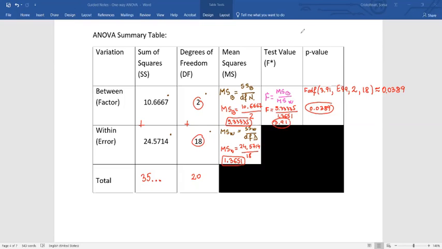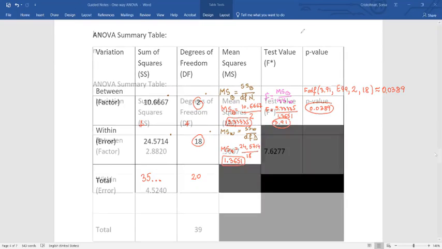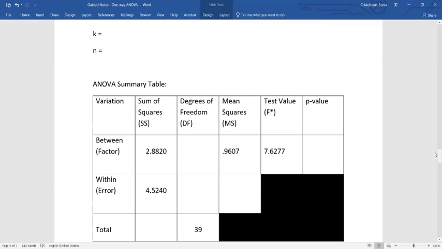Let's take a look at another problem. I have another example right here. So for this problem, we have to fill in the corresponding values. It seems that we do have a couple of values, but we need to find all of these other values. I can go ahead and come up with the mean square within, because I do have the test value, which is this number, and I do have the mean square between. This is the mean square between. And the question is, what is the mean square within?